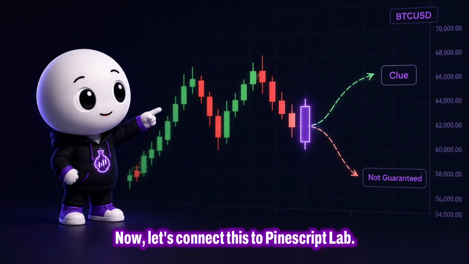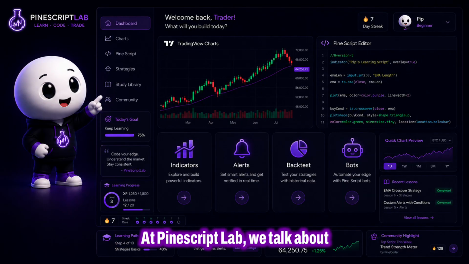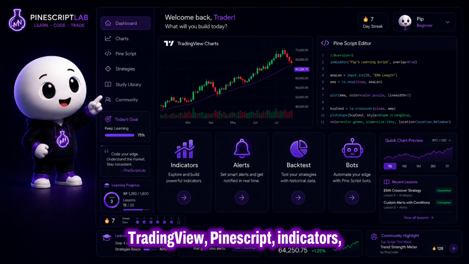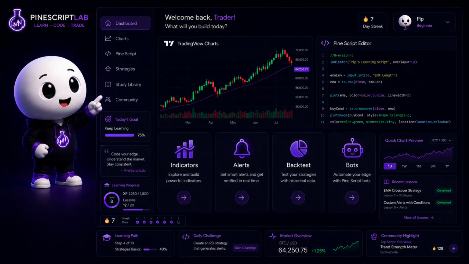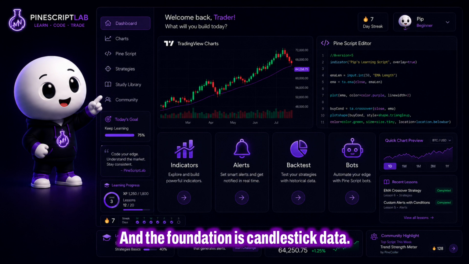Now let's connect this to PineScriptLab. At PineScriptLab, we talk about TradingView, PineScript, indicators, strategies, alerts, backtesting, and automation. But before you build an indicator or automate a strategy, you need to understand the data behind it, and the foundation is candlestick data.